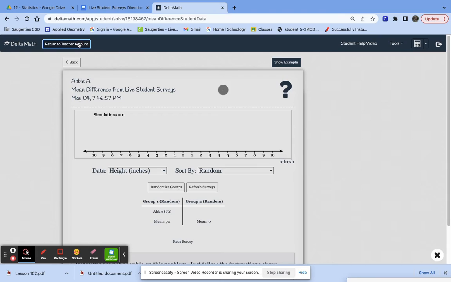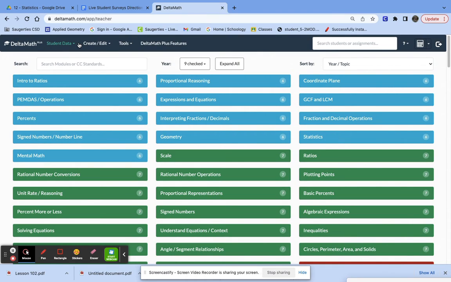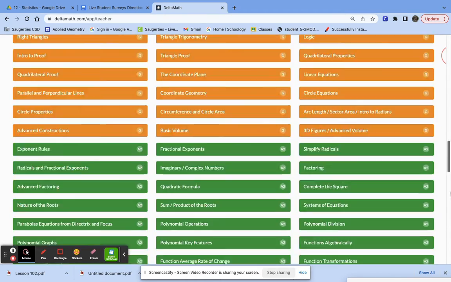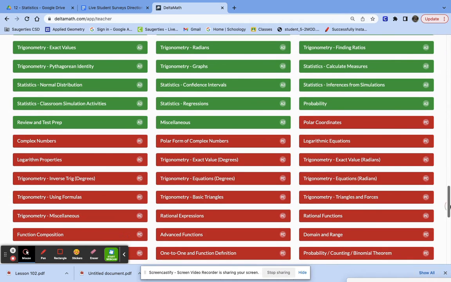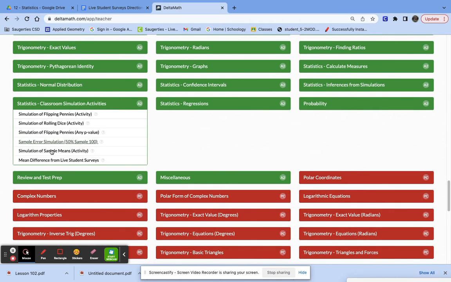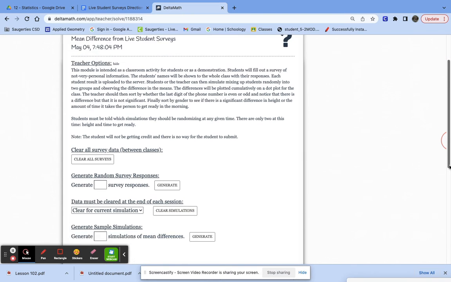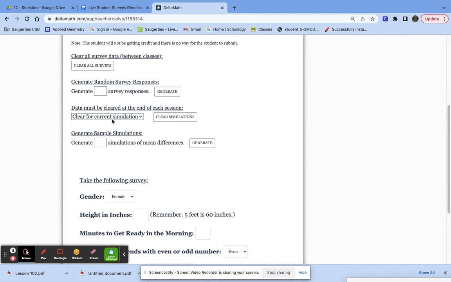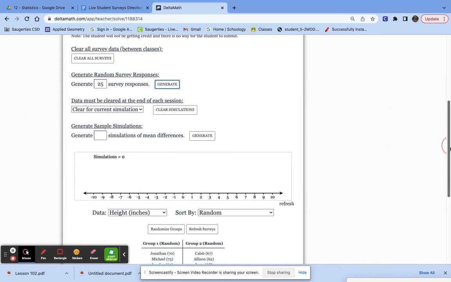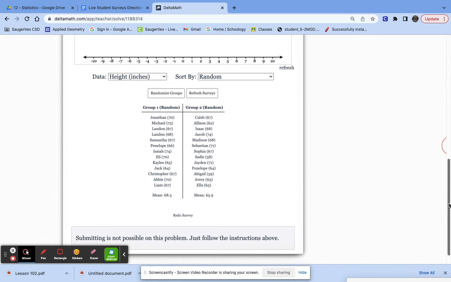That's how you'll fill out the survey, but I'm going to create a fake class. So we'll see what this looks like if the whole class had filled it out. I am going to randomly generate 25 survey responses. So we're going to click generate. So I have all these different students with their names down here.